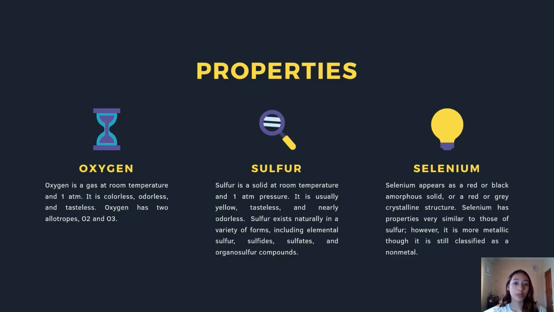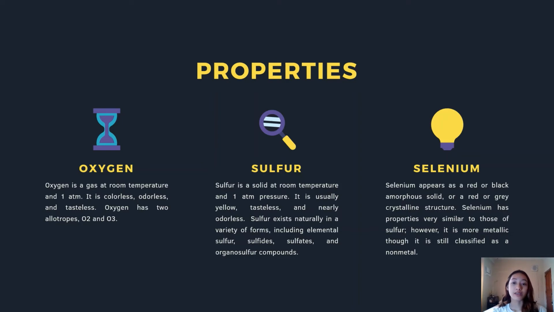For the different properties of group 16 elements, let us first start off with oxygen. Oxygen is a gas at room temperature and at 1 atmospheric pressure. It is colorless, odorless, and tasteless. Furthermore, oxygen has two allotropes, which are O2 and O3. Allotropes are each of the two or more physical forms that an element can have.